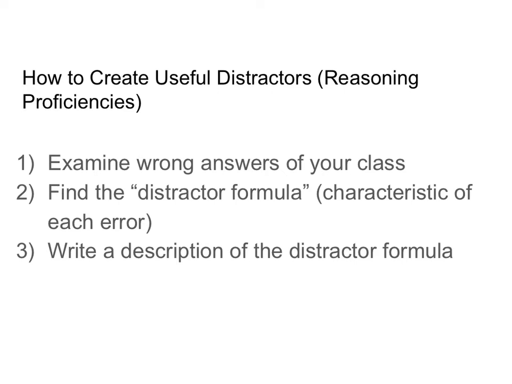So, for example, kind of the same steps. We examine the wrong answers of our class after giving an open response question. We find this distractor formula or blueprint, basically labeling each error into a category. And then we write a description of the distractor formula.